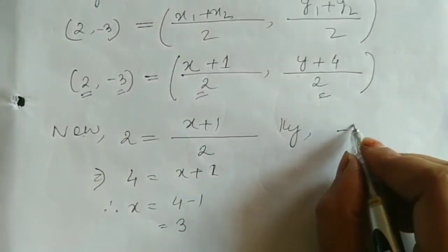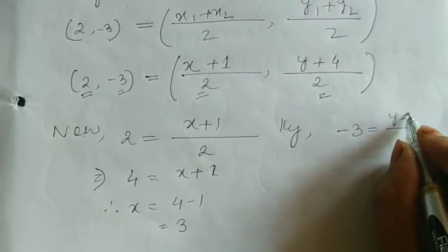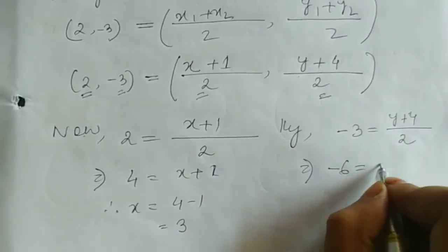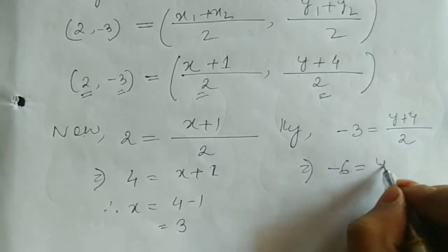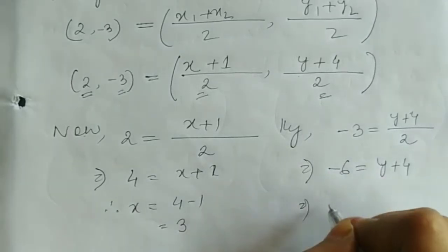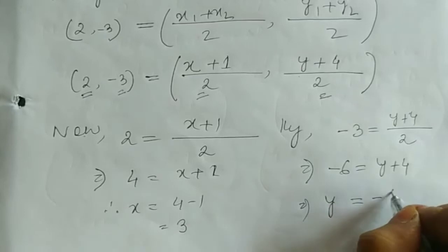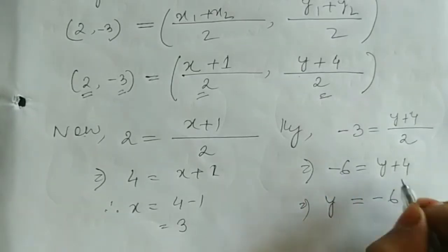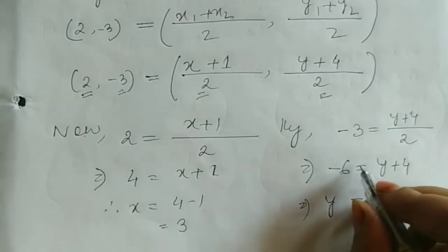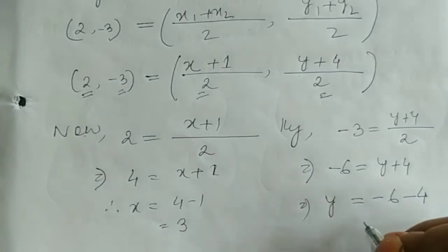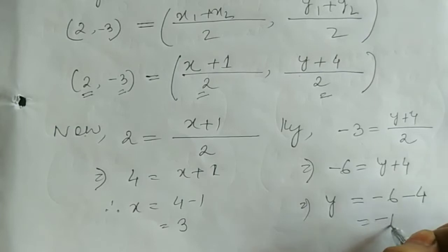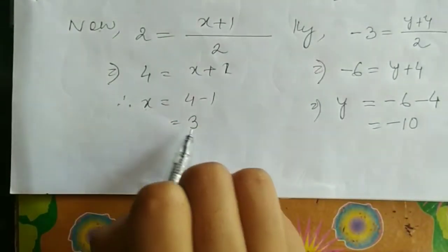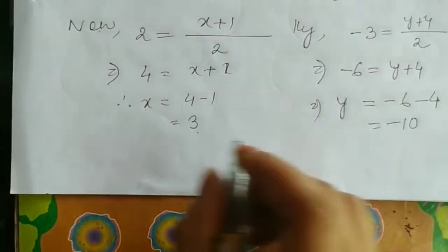Similarly, -3 equals y plus 4 by 2. After cross multiplication, we get 3 times 2 is -6, equals y plus 4. Therefore, y equals what? -6 and 4 comes here, so plus 4 becomes -4 after moving. So -6 -4, how much? -10. So we get x equals 3 and y equals -10.